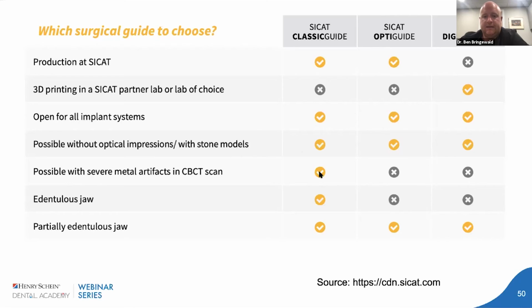And then, like I said, you would only use the Classic Guide over the OptiGuide or the digital guide if it's either an edentulous jaw or if there's a lot of metal artifacts and the software has a hard time stitching the impression and the scan together.